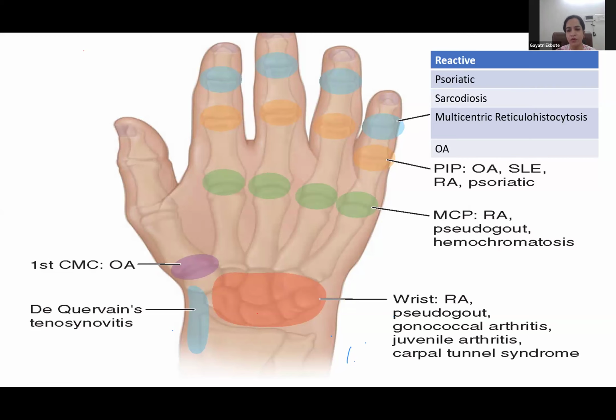Carpal tunnel syndrome is not just associated with rheumatoid arthritis, but it can be seen in hypothyroidism, pregnancy, etc. MCP joint involvement is very peculiar for rheumatoid arthritis, but in rare cases, pseudogout or hemochromatosis can also have metacarpophalangeal involvement.